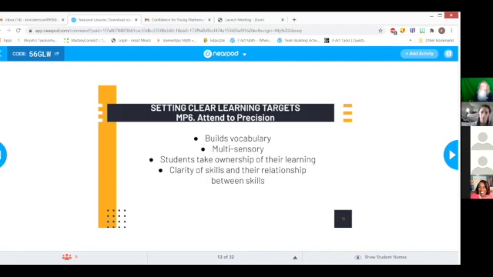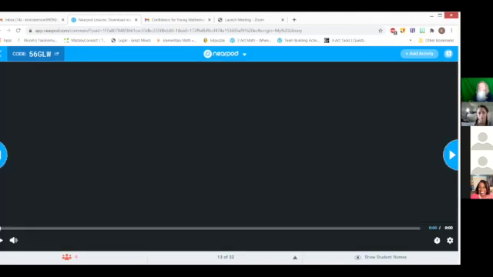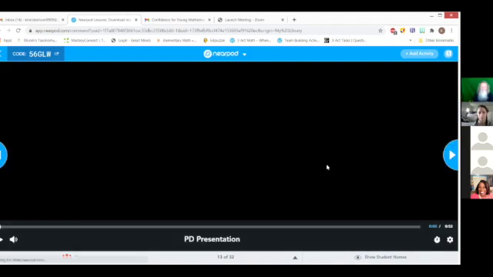And so being intentional with what those learning targets are will build our vocabulary. It is multisensory, so you're meeting the diverse needs of our students. Students are taking ownership of their learning, and then they're also having that clarity of their skills and the relationship between skills. When we look at all of our learning targets, we can see, especially in math, the place value emphasis that carries on throughout the entire school year. And so students are making connections from one skill to the next based on that learning target set for the day.